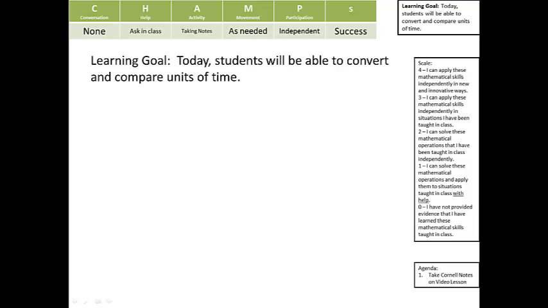Alright, we are ready to begin our next lesson. Today's learning goal is that students will be able to convert and compare units of time. And as before, we have some new vocabulary that we're going to talk about.